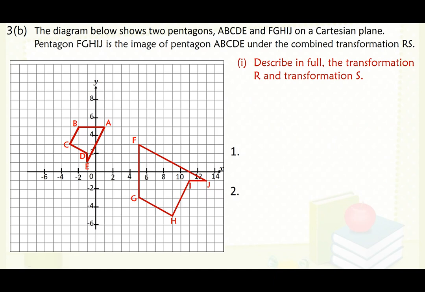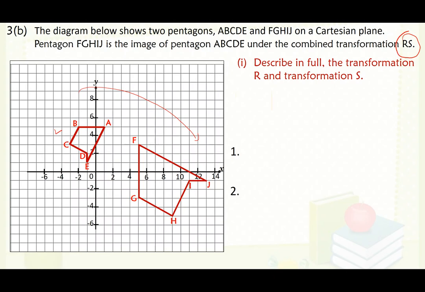B. The diagram below shows two pentagons A, B, C, D, E, and F, G, H, I, J on a Cartesian plane. Pentagon F, G, H, J, I, the big side, is the image of pentagon A, B, C, D, E under the transformation R and X. This one directly goes to this shape. Okay, how does it become that? It will go through two transformations, R and X.